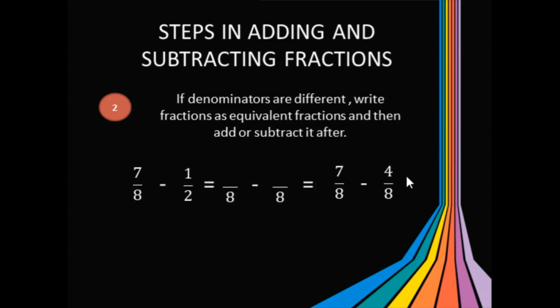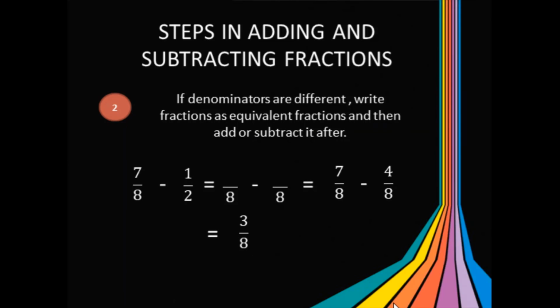7 minus 4. Again, 7 minus 4. We get 3. Good job. So we copy 3 and copy 8. So the answer is 7/8 minus 1/2 is equal to 3/8. Again, 7/8 minus 1/2 is equal to 3/8.